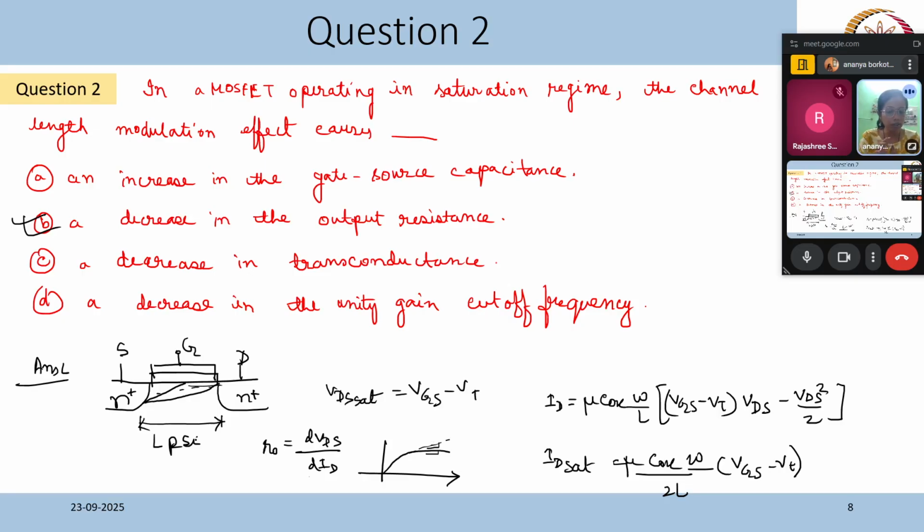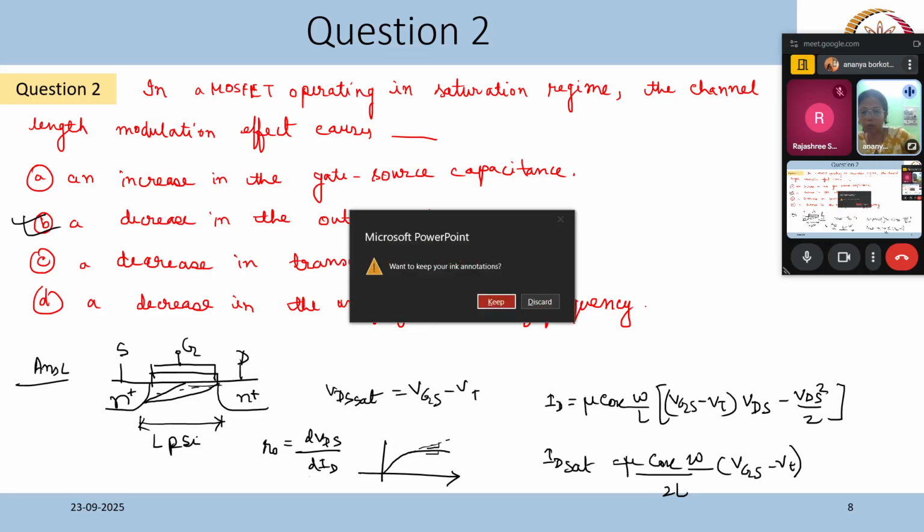But if our channel length itself is very small, then our delta L change will be very significant, and that is why it is more important in short channel MOSFETs. Okay? I hope it is clear.